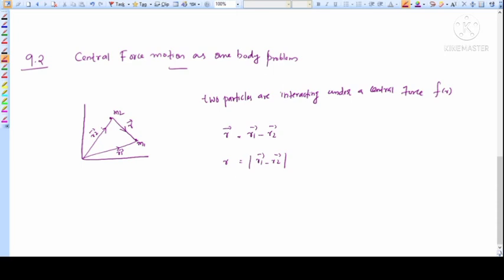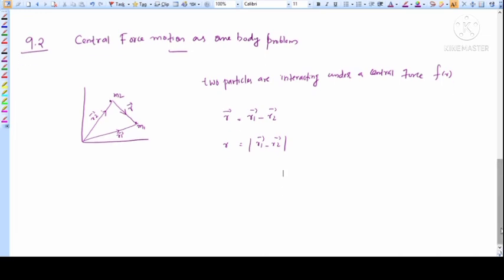So here we are seeing two particles. And how can we convert this situation to a single body or a one body problem? Yes, by taking the center of mass. So we will see that. First we can write the equations of motion.